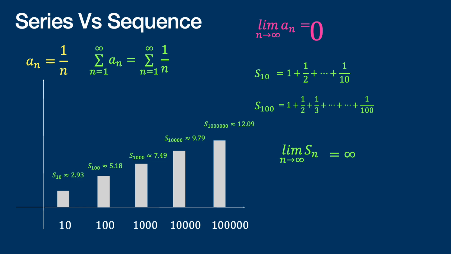What is different from the previous example? In the previous example, a_n goes to 0 and the series converges. But in this example, even though the sequence is going to 0, the series diverges.